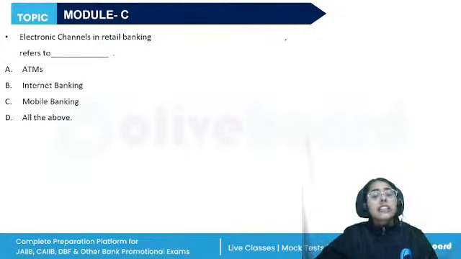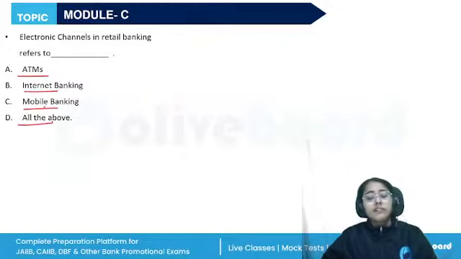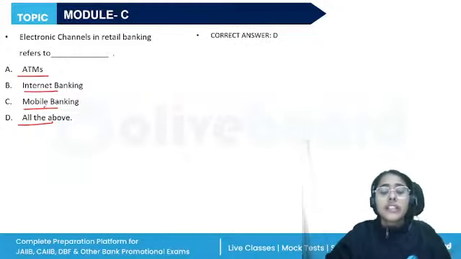Next question. Electronic channels in retail banking. So there are multiple delivery channels in retail banking. We have the physical channels and then we have the remote channels. Remote channels also include the electronic. So which of the following is the electronic channel? Whether we are talking about ATMs, internet banking, mobile banking, or all of the above. Which of the following is correct? So the correct answer will be option D.